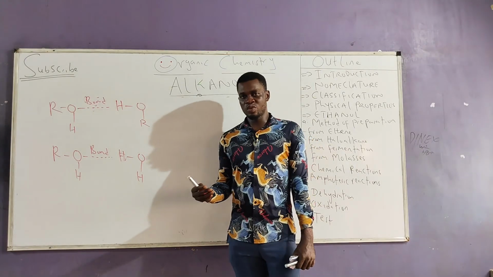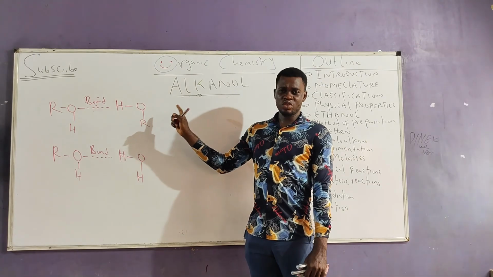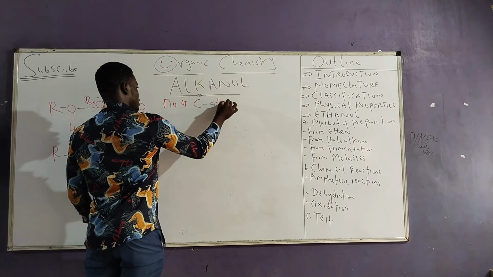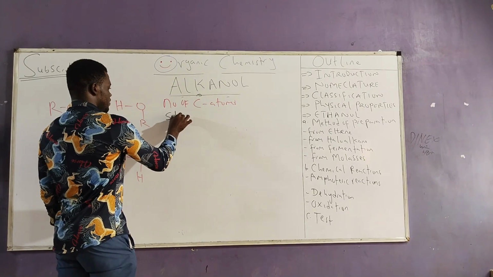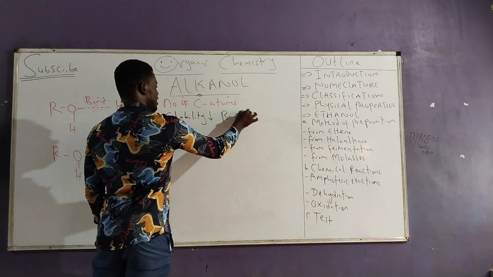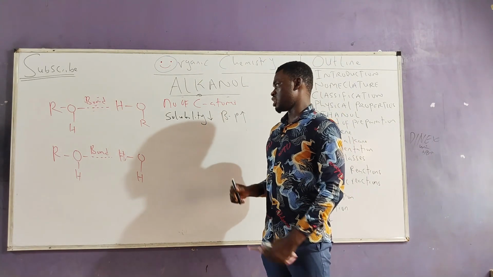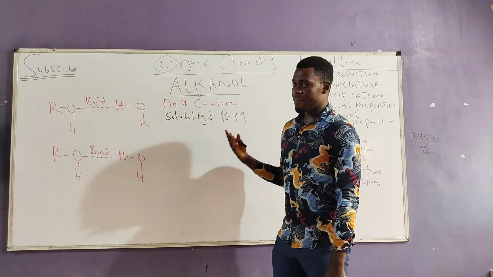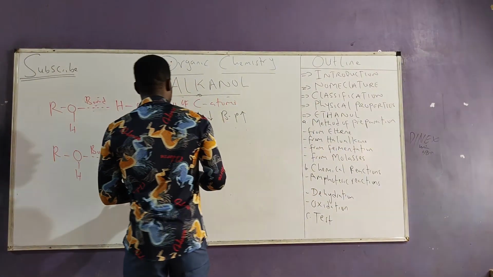So as the number of carbon atoms begins to increase, the solubility of the alkanol begins to reduce, but the boiling point begins to increase. So with respect to number of carbon atoms, we said that solubility will decrease, but boiling point will increase. As the number of carbon atoms begins to increase, solubility reduces, boiling point increases. What other factor do you think can also affect the boiling point and the solubility? Yes, it can also be affected by the nature of the alkanol, whether it is primary, secondary, or tertiary alkanol.